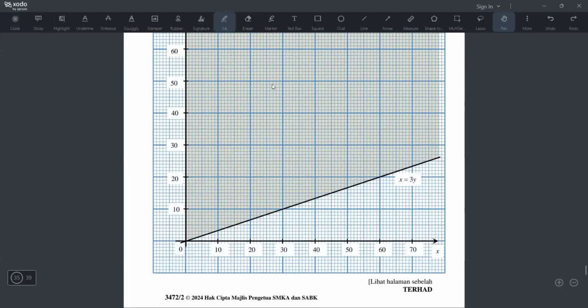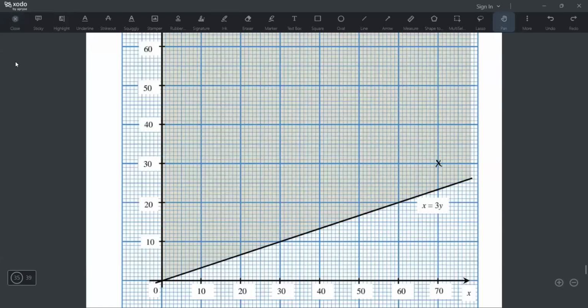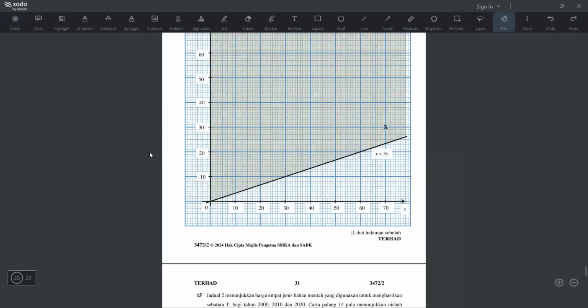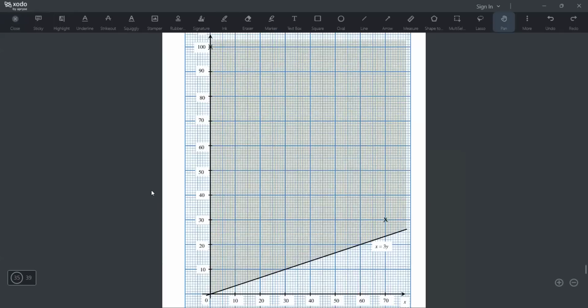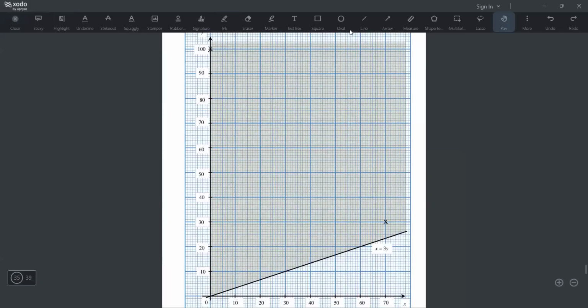70, 30 is here. And when you join, you always ask yourself whether you need to draw solid line or dash line. When you draw the line, you should always ask yourself whether you should use solid line or dash line. It means garisan yang solid line ataupun garisan yang putus-putus. Sebab kalau dia nak solid line and then you draw putus-putus, then you hilang markah already. So you have to make sure you check lah. Okay, this one have to use solid line.